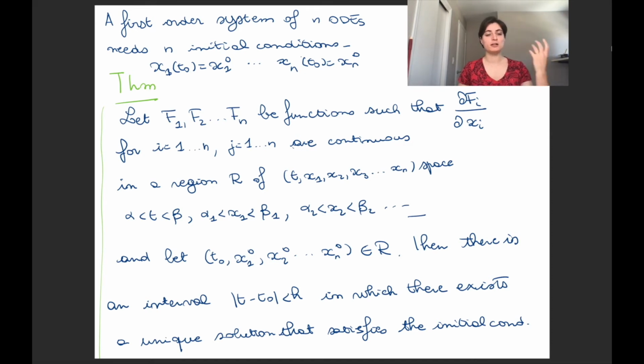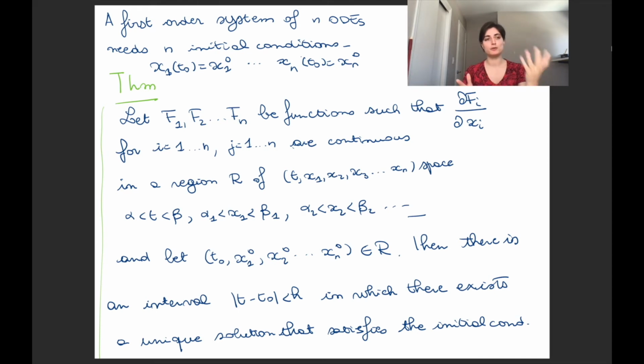We take f1, f2, fn to be functions, and we want all the derivatives with respect to all x's to be continuous. So there is a small typo, there should be xj and not xi. So we want the partial derivative of fi with respect to xj to be continuous. And fi is f1, f2, f3, fn, and xj is x1, x2, x3, and so on. So we want all possible combinations of f's and x's to give us a continuous derivative.